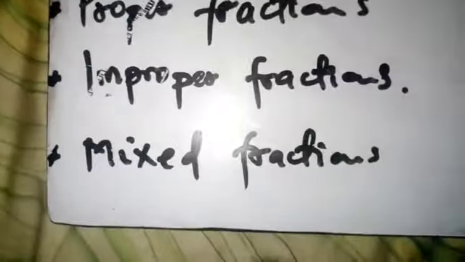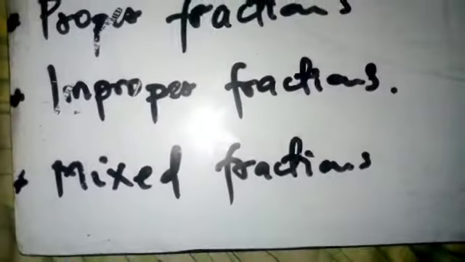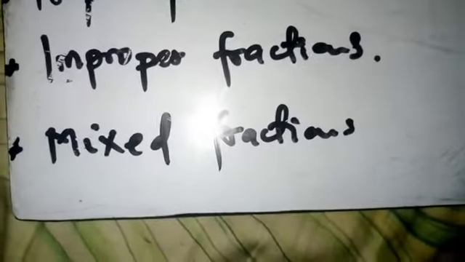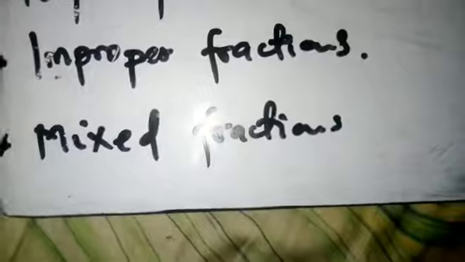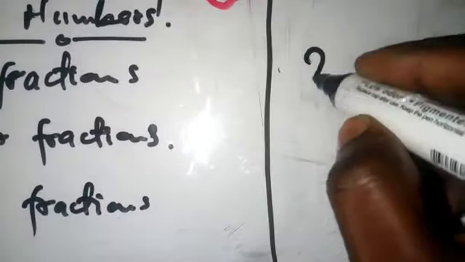Now the third born of a rational number is the mixed fraction, or mixed numbers. This is how it looks. The names are not all that important, but the image behind the name is what you must focus on. So here you are having a mixed fraction. This is how it looks like.